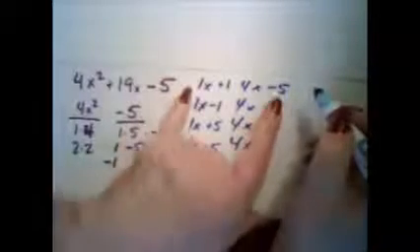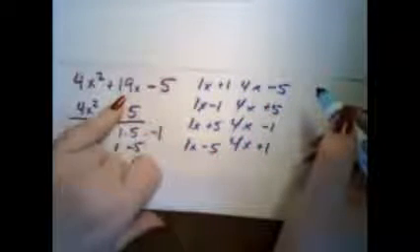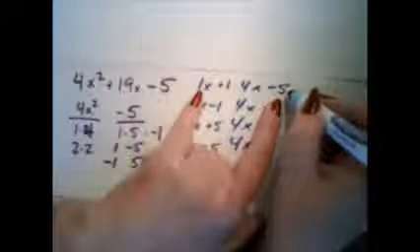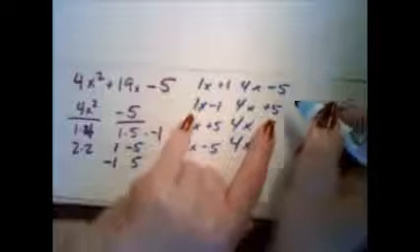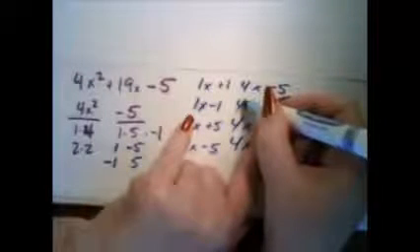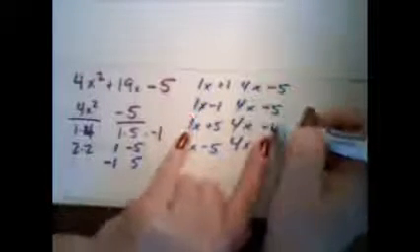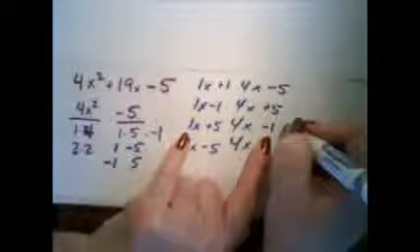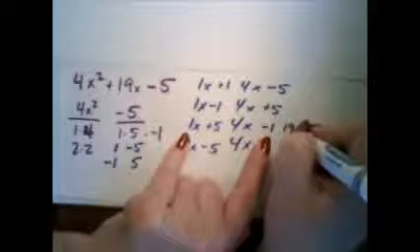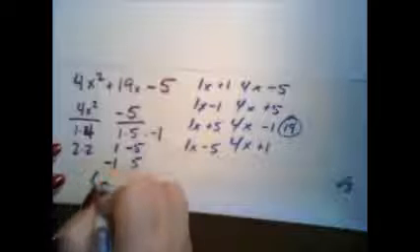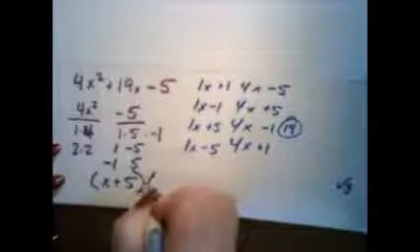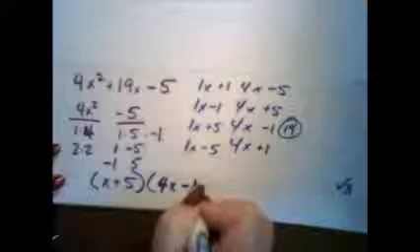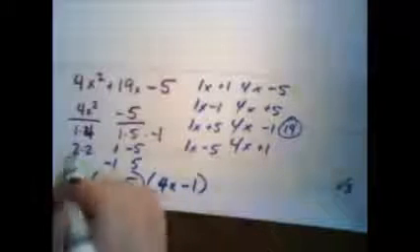So where does this get us? Outside, inside needs to equal 19. So this is negative 5 plus 4, doesn't work. 5 minus 4, doesn't work. 20 minus 1, this is 19. This one works. So we're going to be x plus 5 and 4x minus 1. And we didn't even get to the 2's.